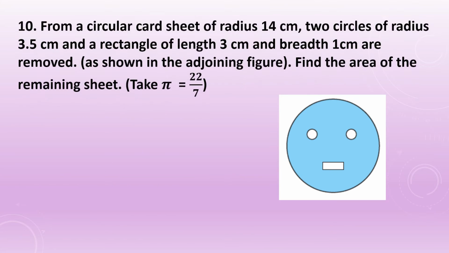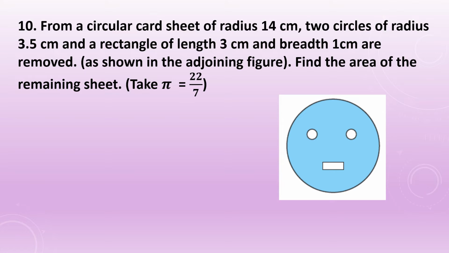Now we move to question number 10. From a circular card sheet of radius 14 centimeter, two circles of radius 3.5 centimeter and a rectangle of length 3 centimeter and breadth 1 centimeter are removed. Figure is shown here. Find area of the remaining sheet. Value of pi is given as 22 upon 7.